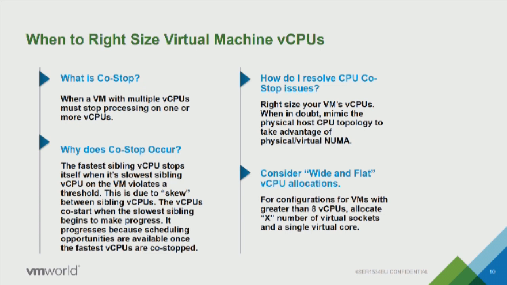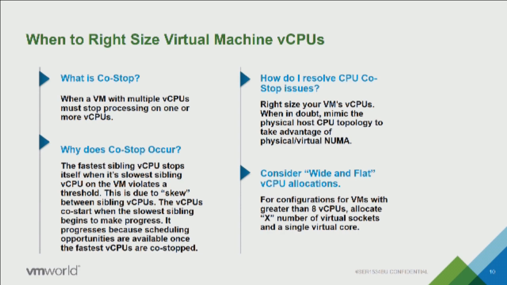And you can look at it, once again, on a per vCPU basis on each of your virtual machines. You can also consider what's called a wide and flat virtual CPU allocation. If you've never heard this term, as you're going through and reading any of the performance books that are out there, you're probably going to run into this, okay? Maybe there's a few blog posts on this as well.